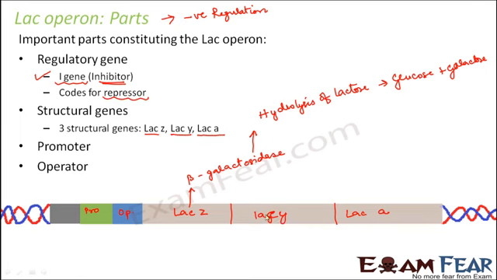Now what about LAC-Y? So LAC-Y is the next gene in the structural genes section which codes for an enzyme called permease. Now by looking at the name, you can see that permease is something which increases the permeability of the cell for something. So what does it do? It actually increases the permeability of the cell to beta galactoside. In turn, it helps in transporting more lactose within the cell. So it increases the permeability of the cell so that more lactose can enter inside the cell.